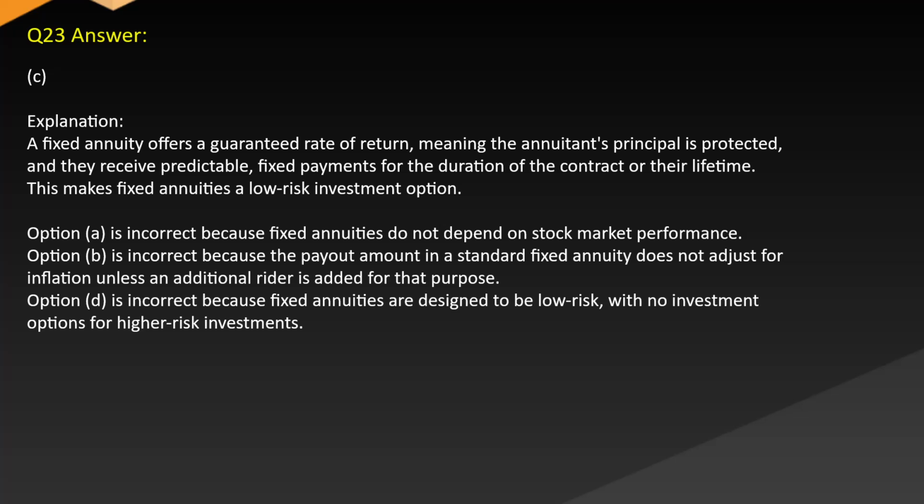Answer C. Explanation. A fixed annuity offers a guaranteed rate of return, meaning the annuitant's principal is protected and they receive predictable, fixed payments for the duration of the contract or their lifetime. This makes fixed annuities a low-risk investment option.